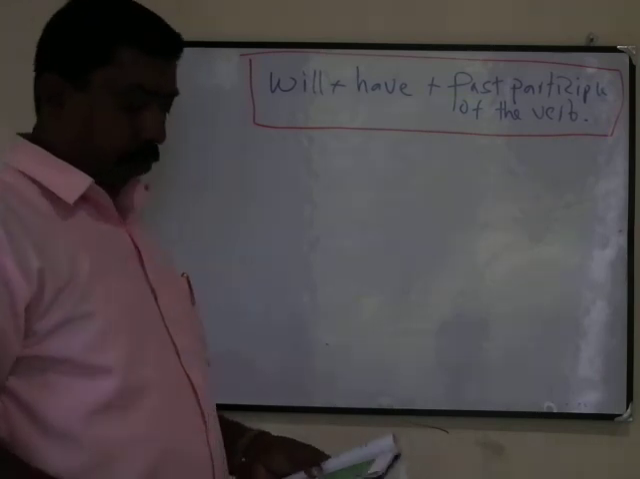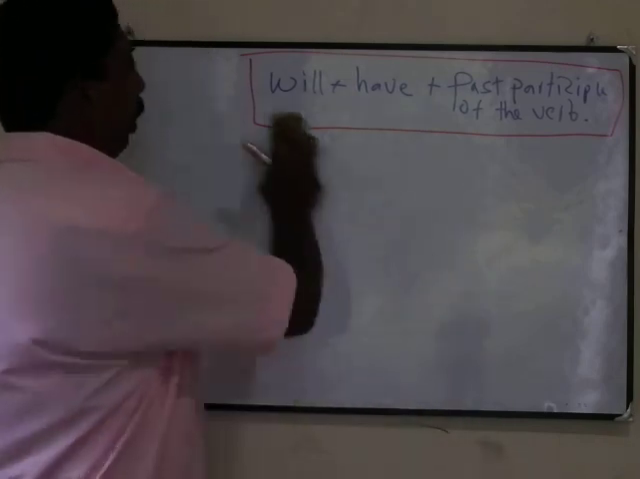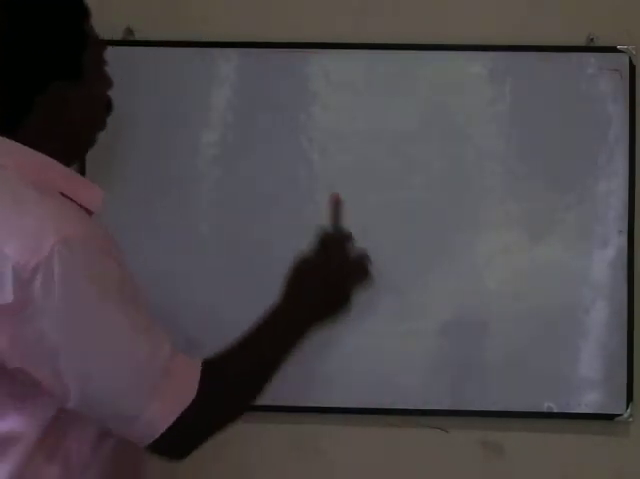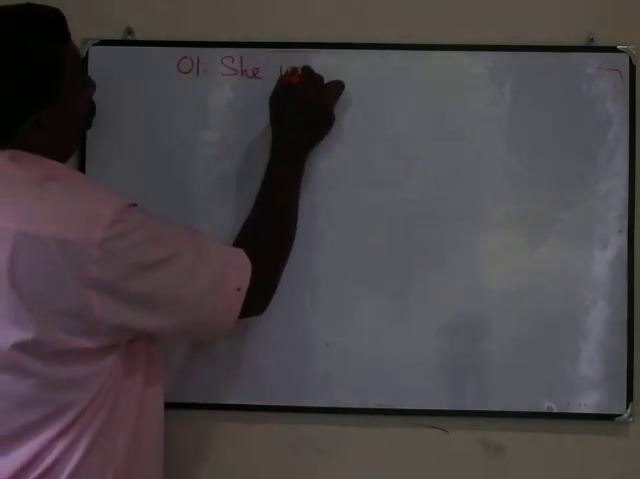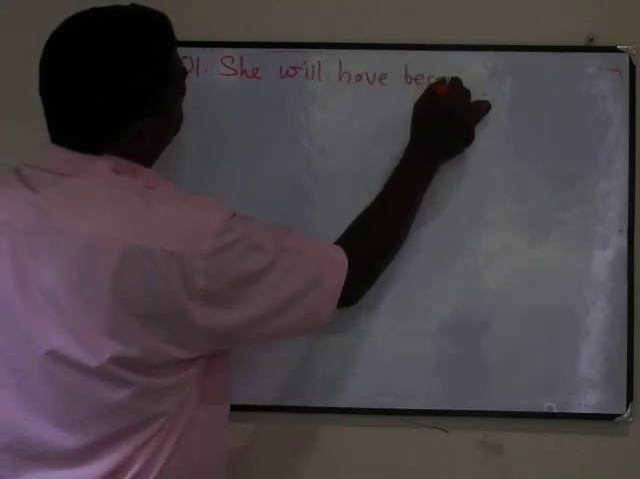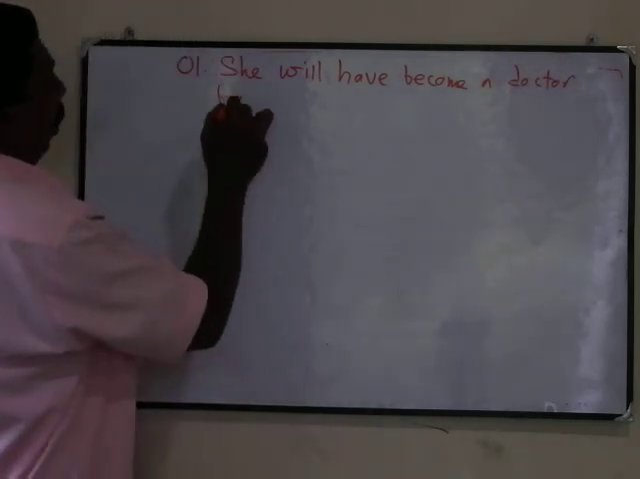It is called the future perfect tense. For a sentence: She will have become a doctor by 2024.